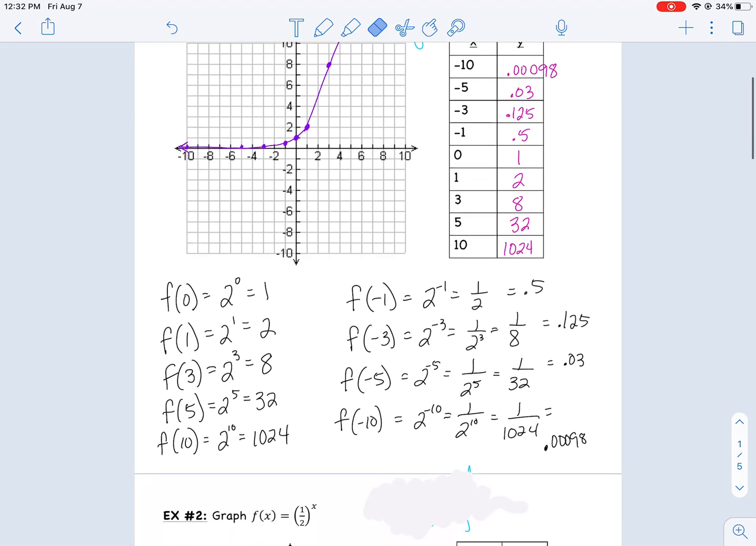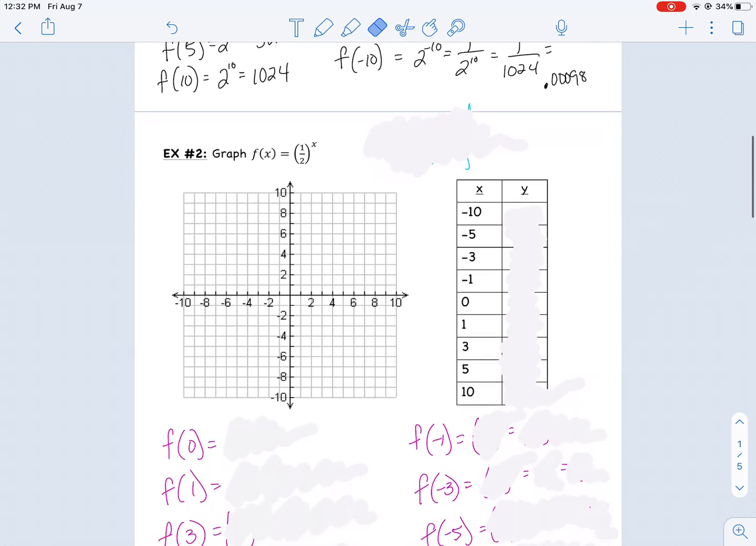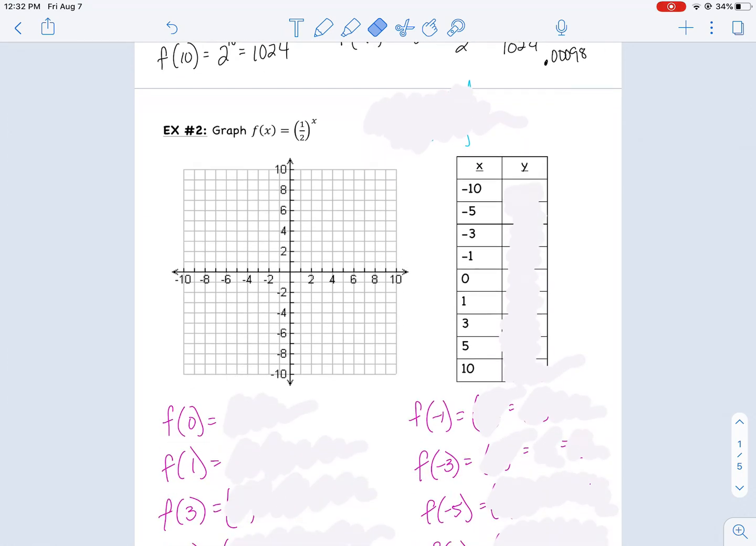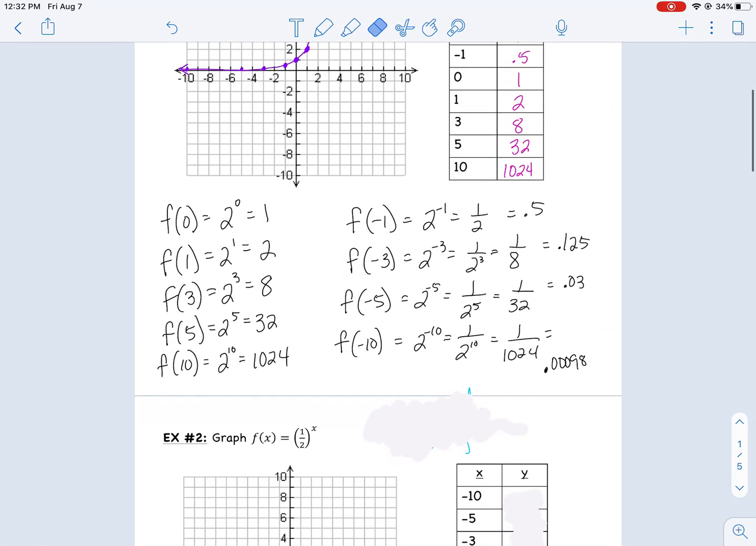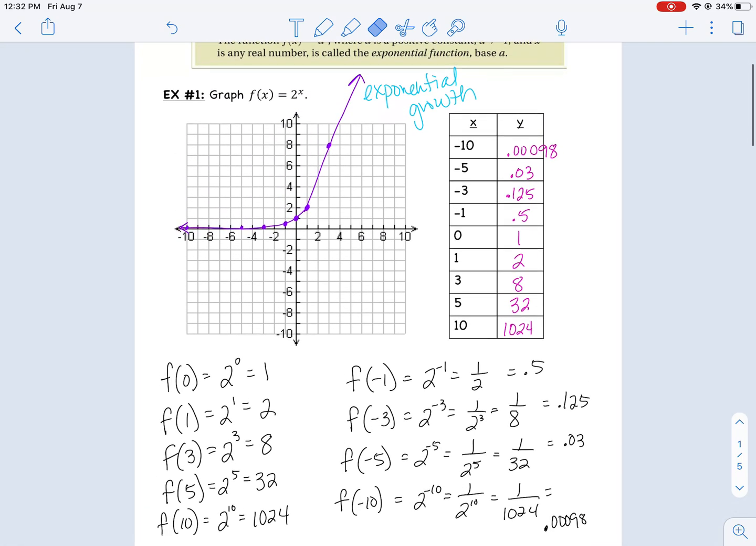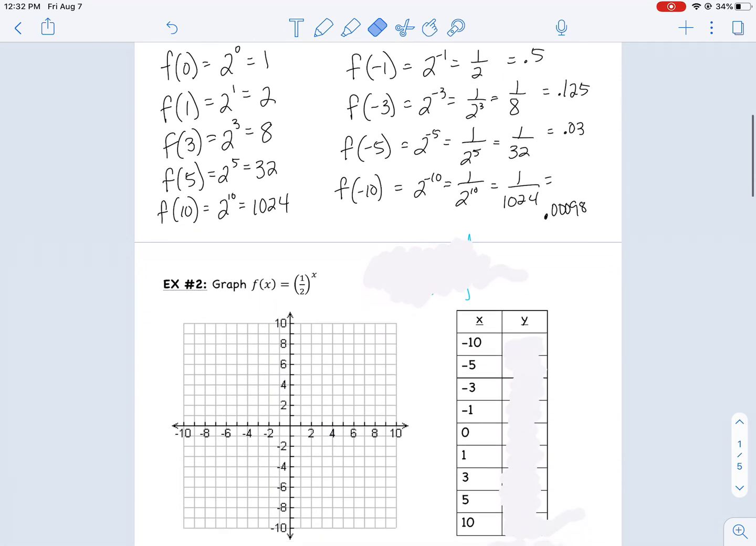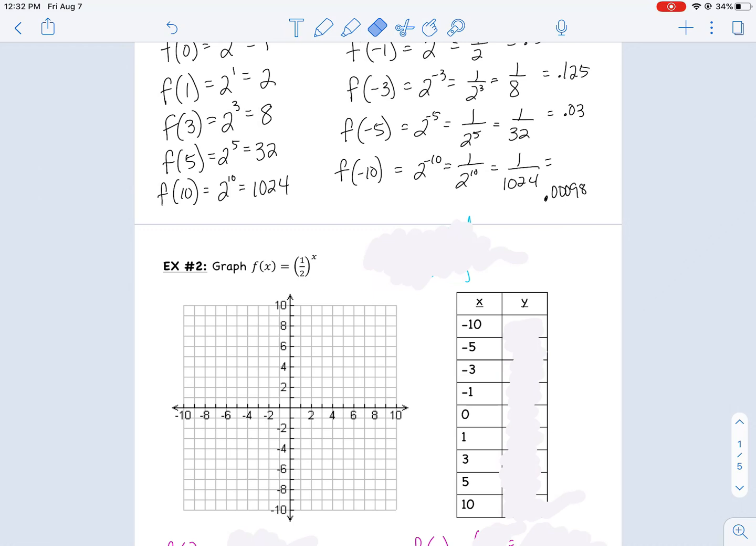Let's go ahead and do another one in this video, and I want you to compare the equation with its graph. So look at example number 1 versus example number 2. What do you notice that's the same, or maybe what do you notice that's different? Well, I noticed that in example 1 and 2, they were both exponential functions. They both had a base, and the exponent was a variable.